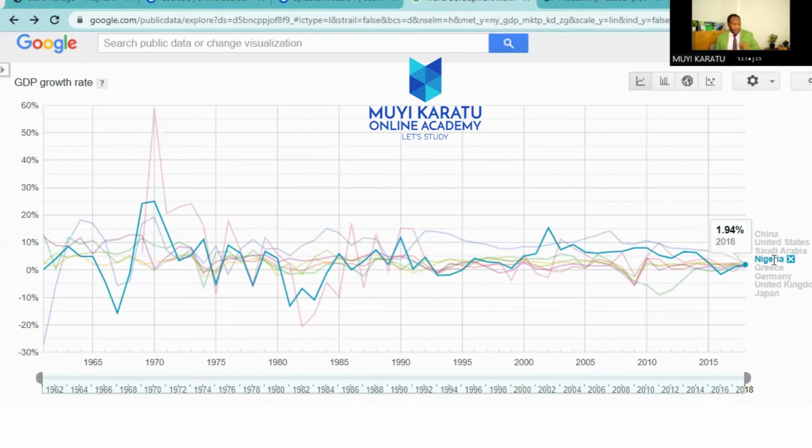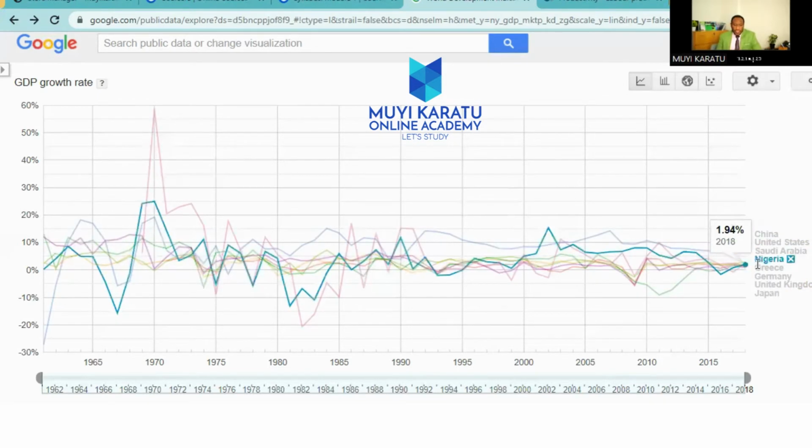So look at Nigeria here. In the early 1960s, we were growing around 8%, almost 10%, and then we continue to grow to almost 25%. Then we come down, and then we continue to go up and down, and this is the business cycle. This is how we go up and down in the business cycle. And this is Nigeria for you.